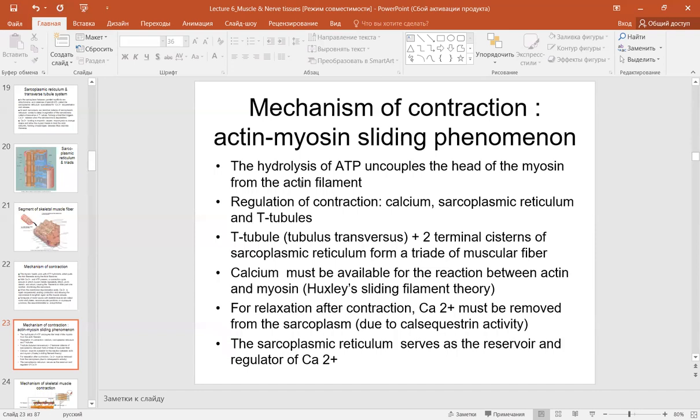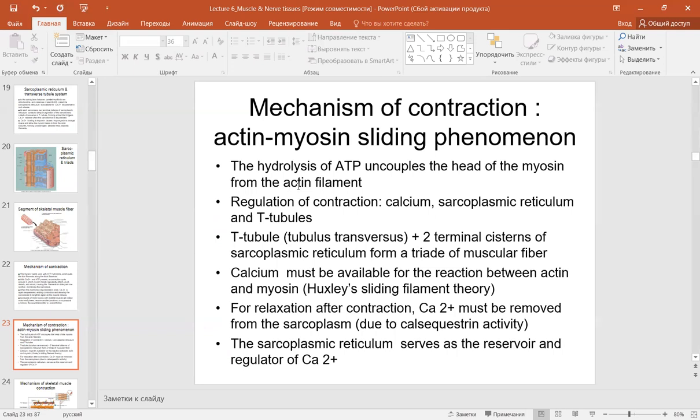Mechanism of contraction, actin-myosin sliding phenomenon. The hydrolysis of ATP uncouples the heads of the myosin from the actin filament. Regulation of contraction: calcium, sarcoplasmic reticulum, and the tubules. The tubulus transversum plus two terminal cisterns of the sarcoplasmic reticulum form a triad of the muscle fiber. Calcium ions must be available for the reaction between actin and myosin, Huxley's sliding filament theory.